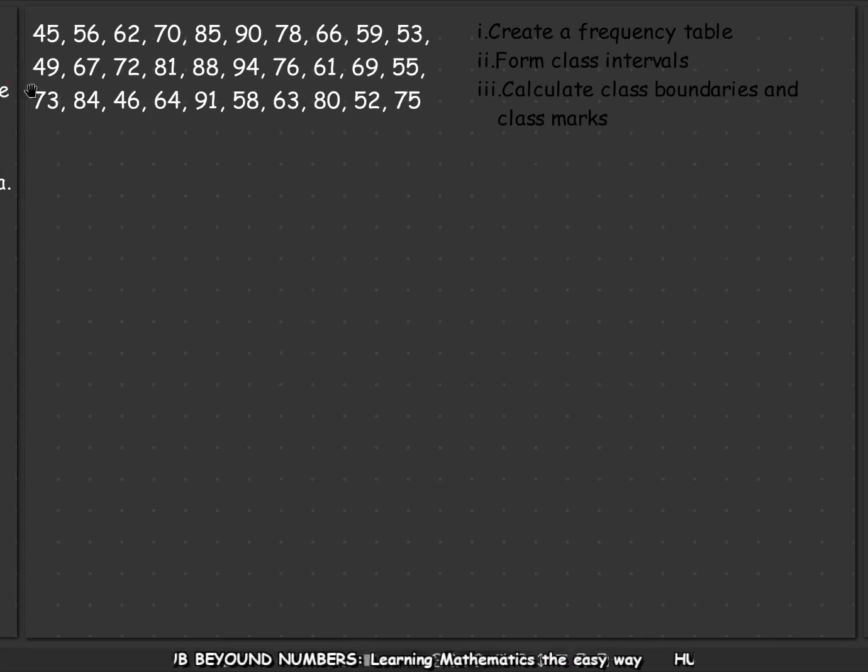If you look at this data, we have 45 down to 75. How many times does 45 occur? Just once. 56, all these probably occur just once, you see. So we can't use the normal frequency table we have been using. Hence, we have to group the data together.